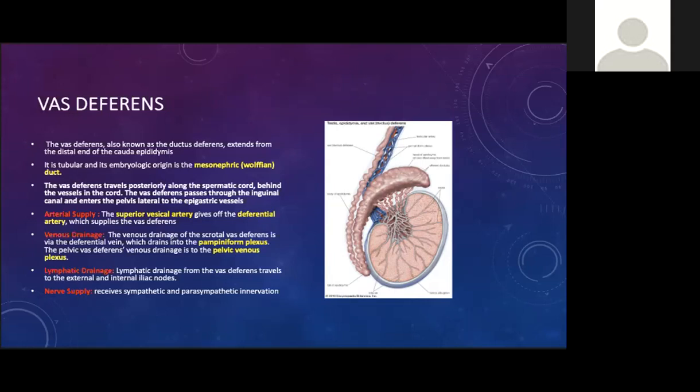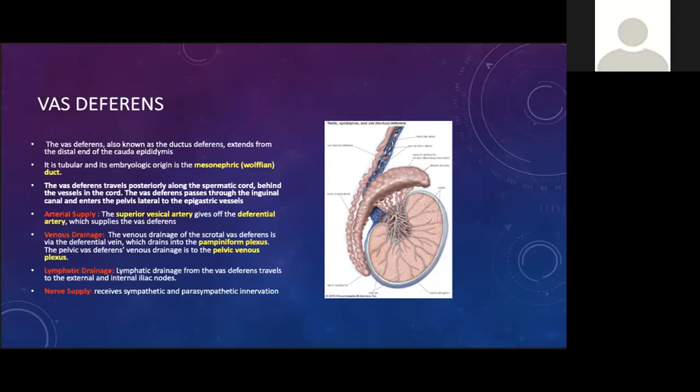Its arterial supply is the superior vesical artery, which gives off the deferential artery, which then supplies the vas deferens. And the venous drainage of the scrotal vas deferens is via the deferential vein, which drains into the pampiniform plexus. And the pelvic vas deferens venous drainage is to the pelvic venous plexus. And for the lymphatic drainage, it drains from the vas deferens and travels to the external and internal iliac nodes.